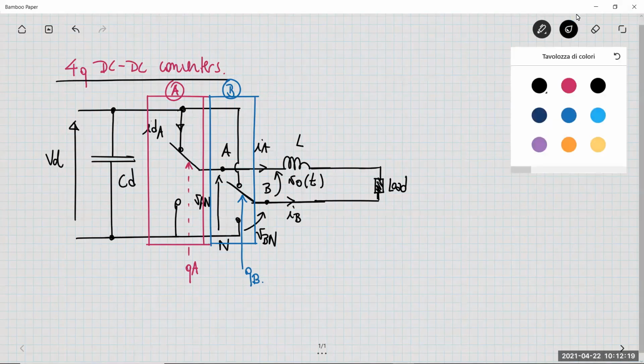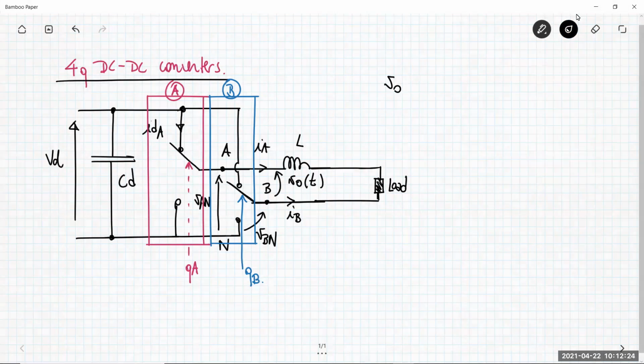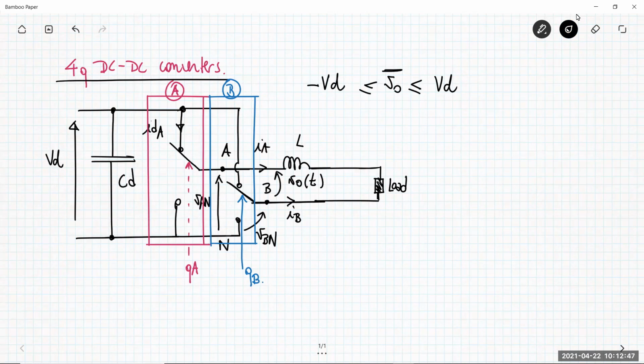So, what are our requests for the voltage? The average voltage V0 average should be reversible, so it's not required to be just positive or only negative. This voltage should range from negative to positive value, okay? And typically this is a range that covers from negative VD to positive VD. So this means reversibility of the voltage.